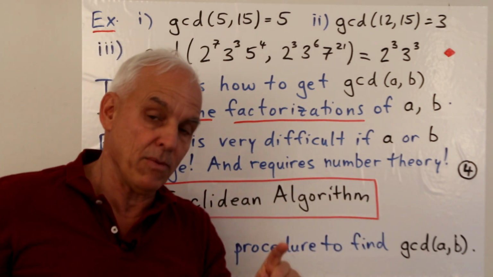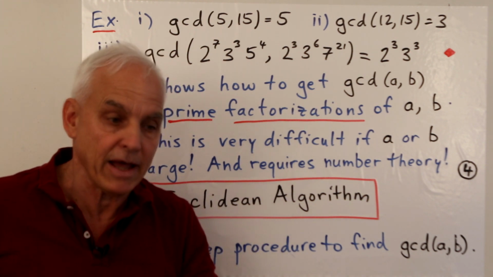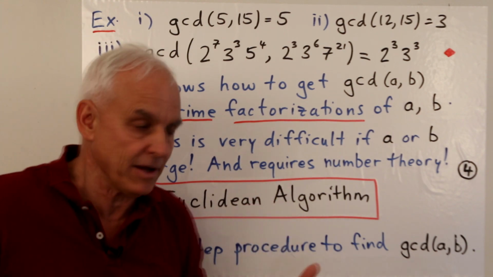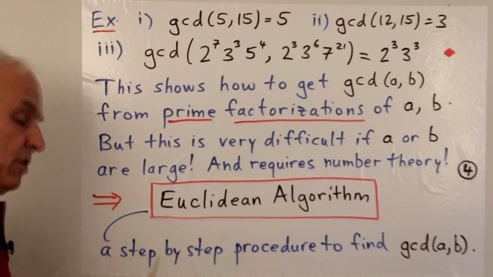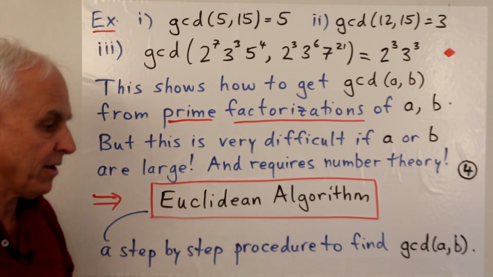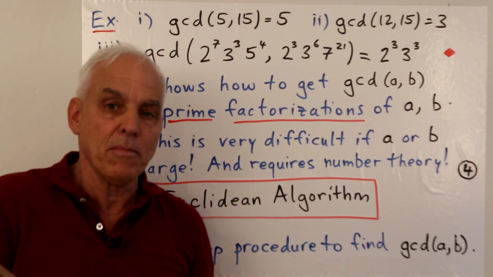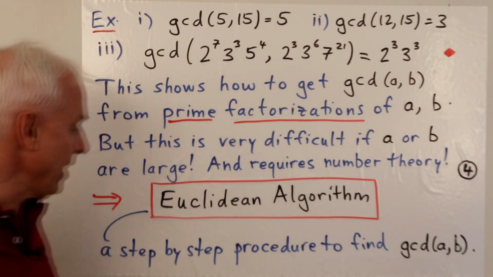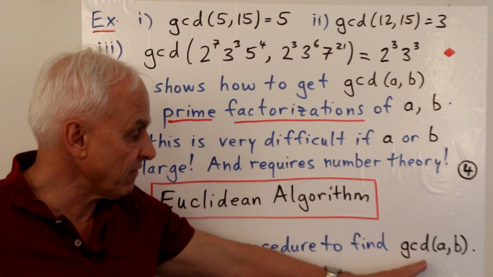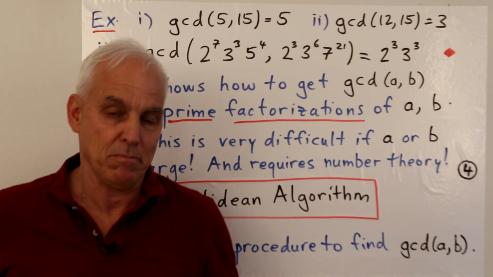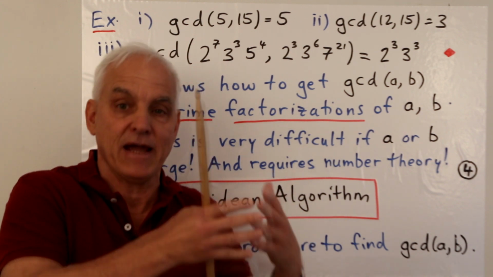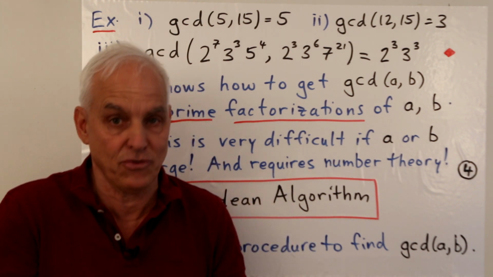There is another way which is much better and can be extended to bigger numbers more easily, and that goes back to Euclid. It's called the Euclidean algorithm, and it's perhaps the most famous algorithm from antiquity. It's a step-by-step procedure to find the greatest common divisor of two natural numbers A and B. So we're making contact here with a very significant algorithm from the ancient Greeks.